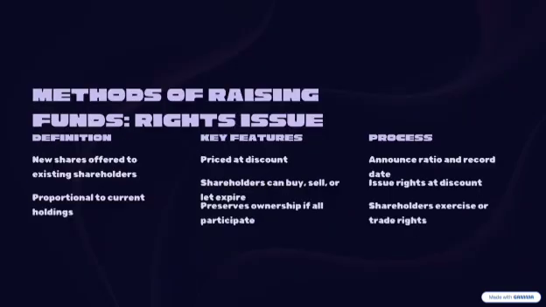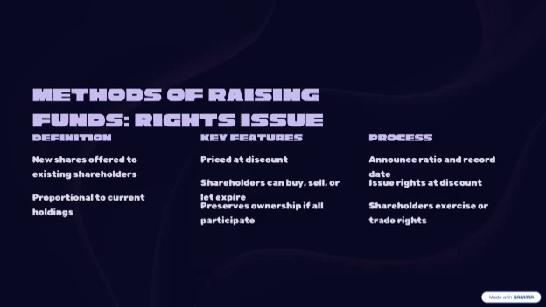Rights issue, that's the third one. Now, this is an offer of new shares made to existing shareholders in proportion to their current holdings. For example, when Guaranty Trust Bank needed additional capital to meet new banking regulations, it offered existing shareholders the right to buy new shares for every 8 shares they already own at a discounted price.